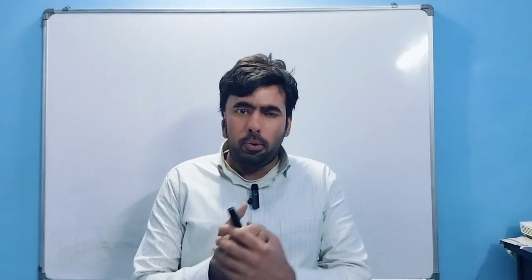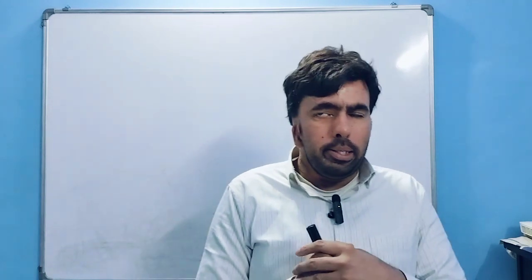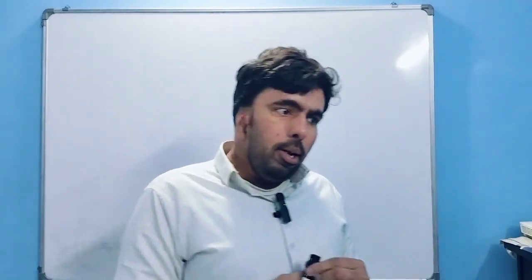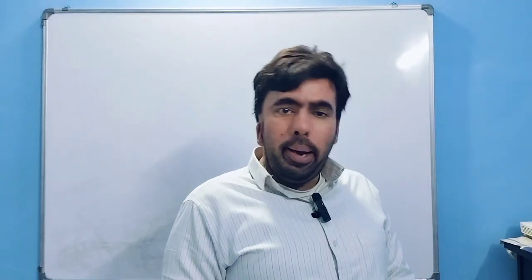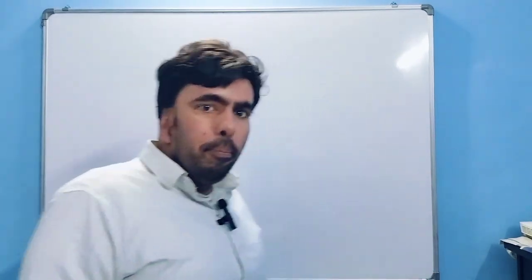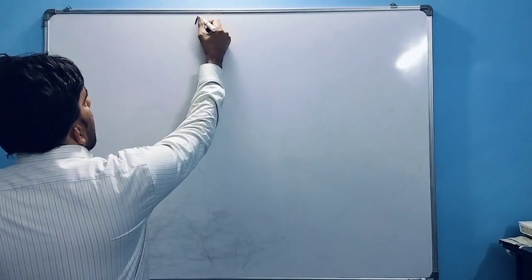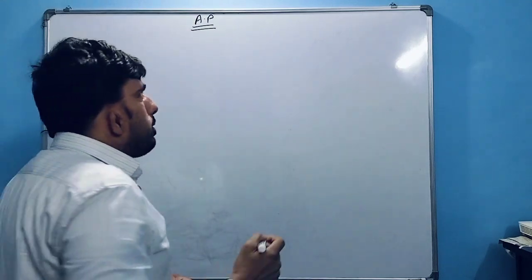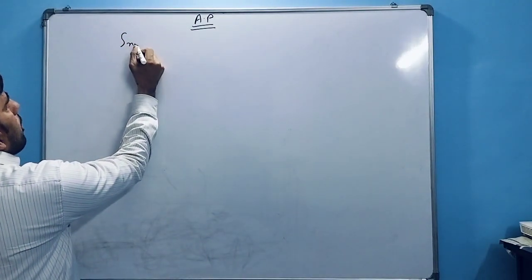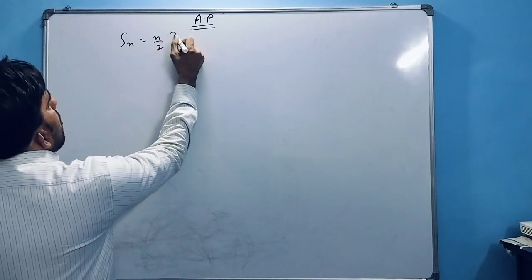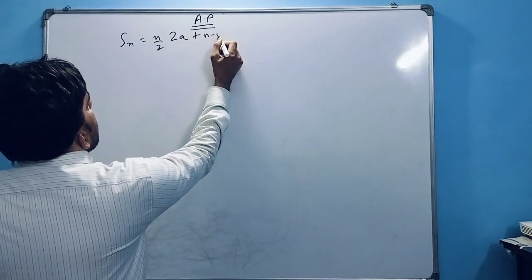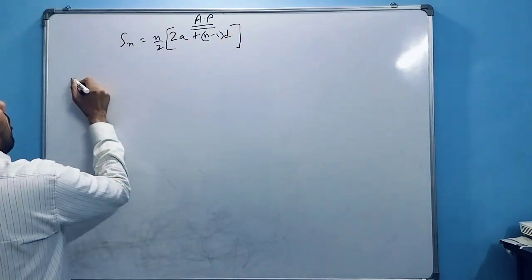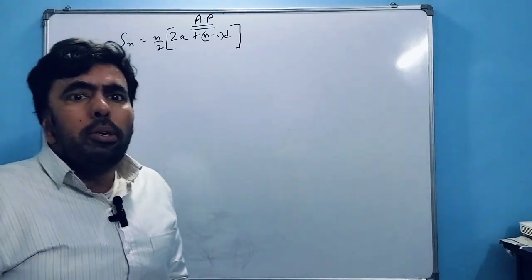Good morning, students. Today we'll try to solve numericals on arithmetic progression in mathematics for class 10th. Let us see how to solve the numericals on the formula that is sum. Okay, we have AP here. Now we have the question regarding the formula. We have sum is equal to n by 2 into 2a plus n minus 1 into d. So let us try to solve the numerical based on this formula.